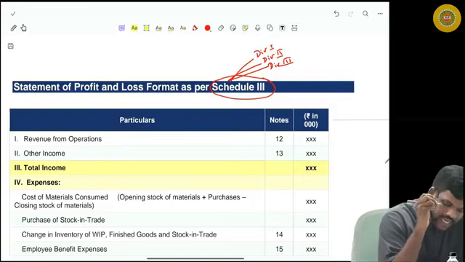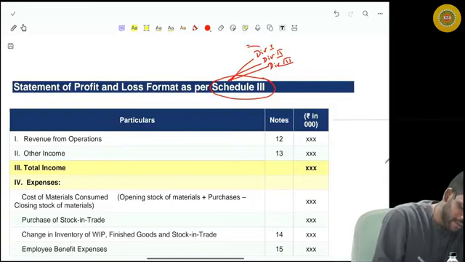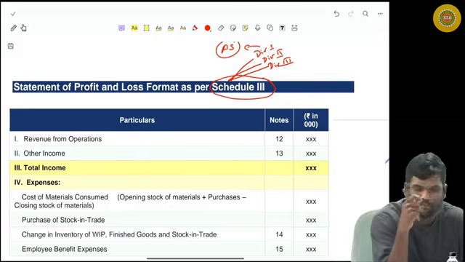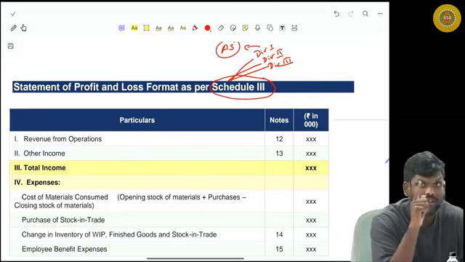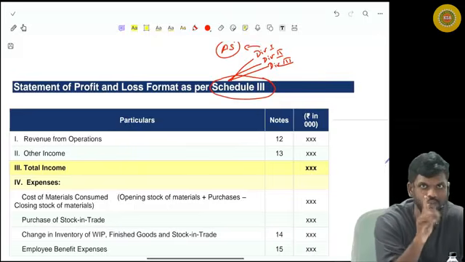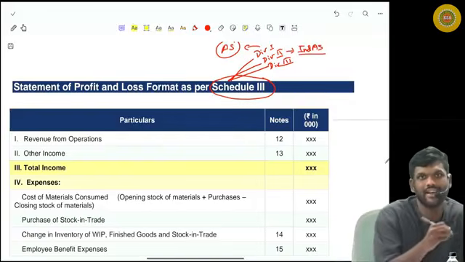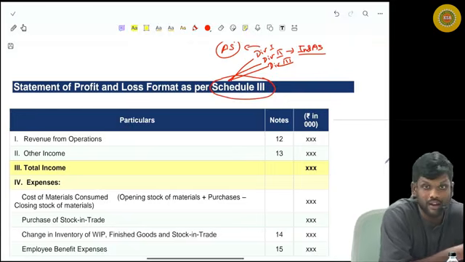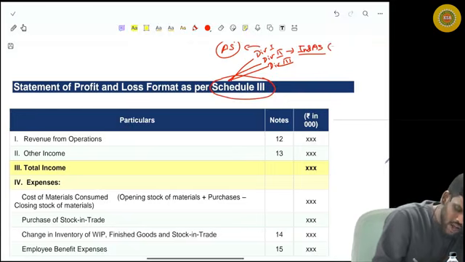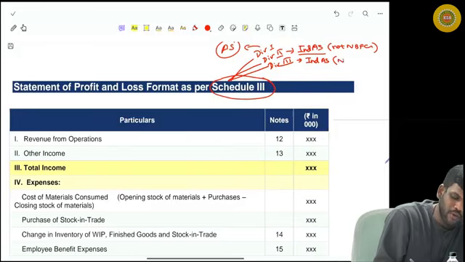Division 1 is applicable for companies following AS, which you have learnt in your intermediate. It can also be called IGAAP. Wherever you see IGAAP, it is the normal AS which you are learning in intermediate. Division 2 deals with presentation of the balance sheet for Ind AS companies, which you will be learning in final. Ind AS companies which are not NBFCs. And division 3 is applicable for NBFCs following Ind AS.